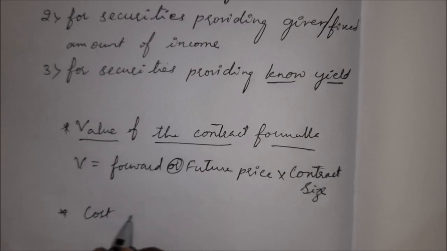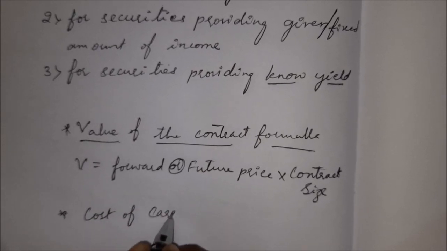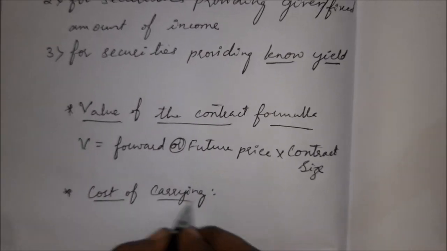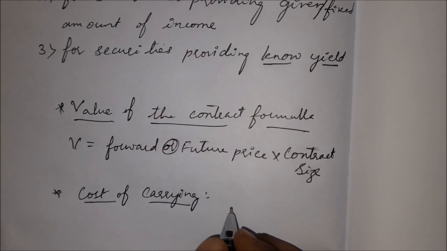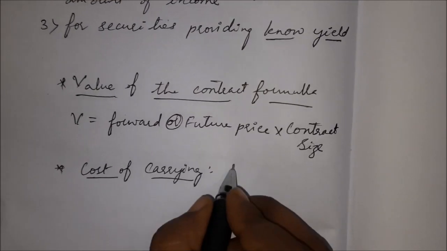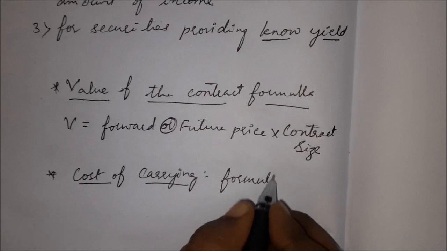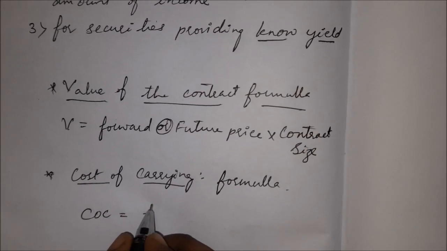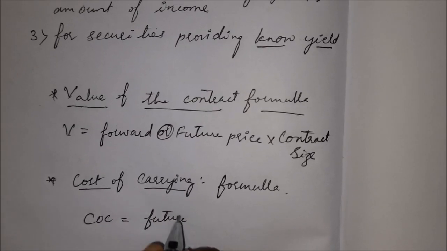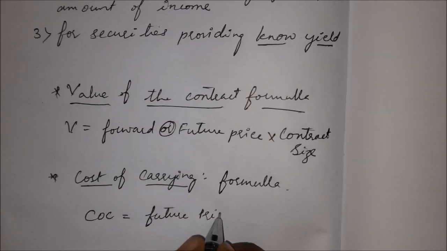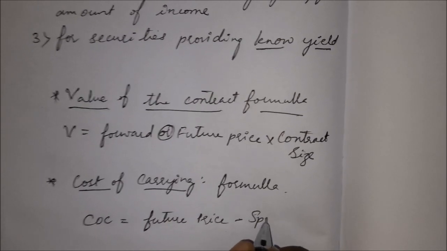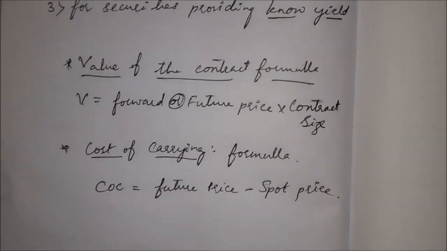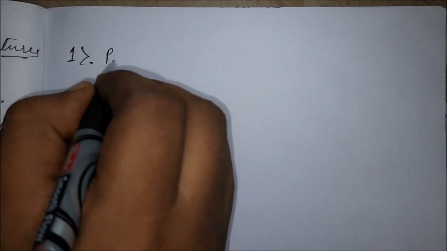Next you may be asked for cost of carrying. For calculating cost of carrying, the formula is COC is equal to future price minus spot price. Whatever you have calculated, the future price minus the spot price, the earlier price.